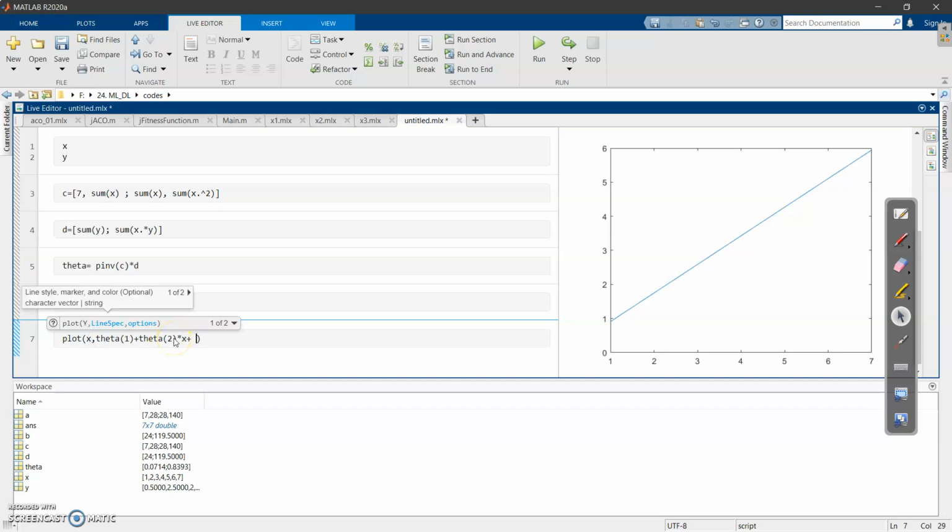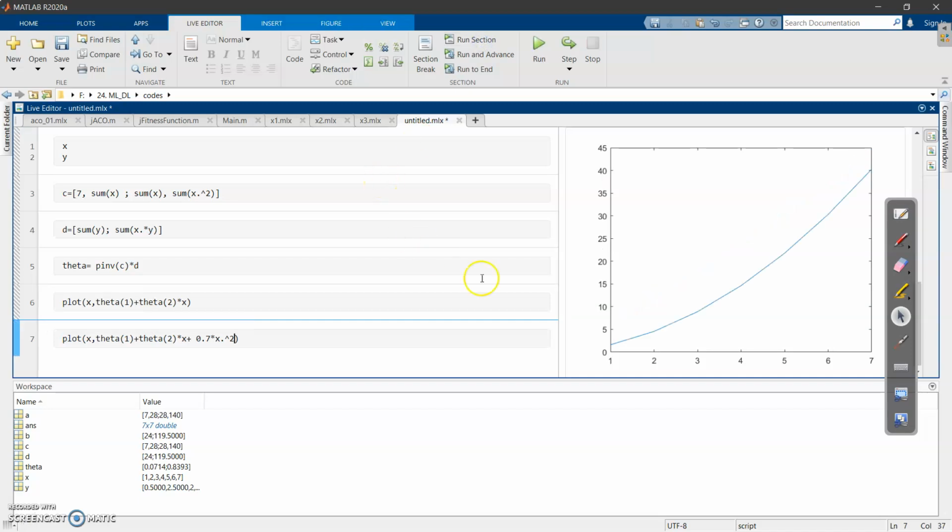Plus, let's fit an arbitrary value, 0.7 multiplied by x squared. As you can see, the curve now looks like this. I have a bend shape. So if we increase the polynomial order, the curve looks like this. If we increase it even further, say for example 0.34 multiplied by x to the power 4, let's see how the curve looks now.